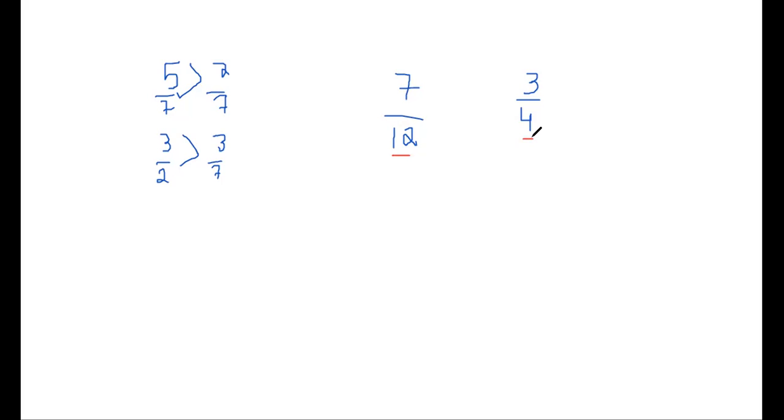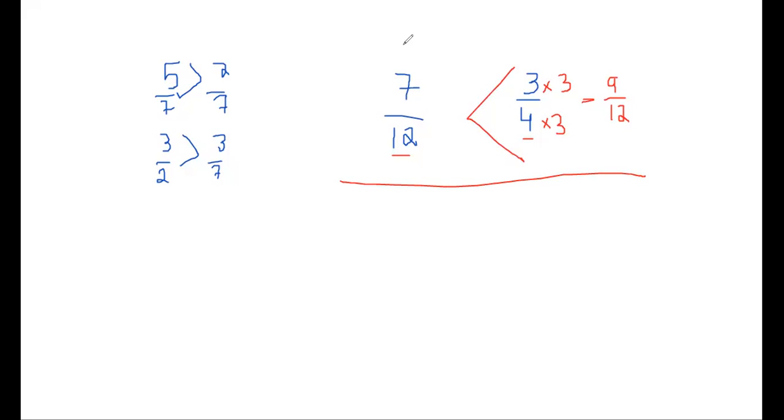Yes, the 4 can make the 12. So I multiply the 4 by what? 3. And don't forget that I need to multiply the numerator at the same time. Both of them at the same time, okay? So what do I get here? 9 over 12. Now which fraction is bigger? It's the 9 over 12, because the bigger the numerator, the bigger the fraction.